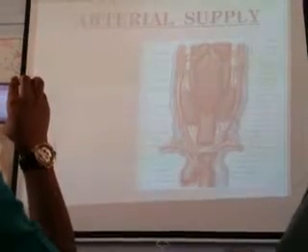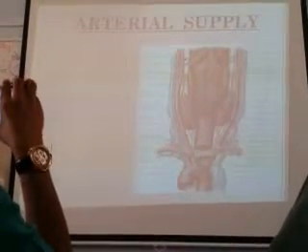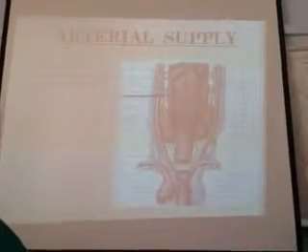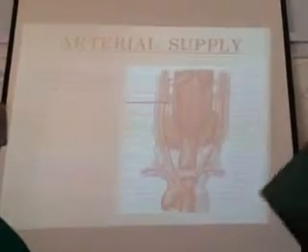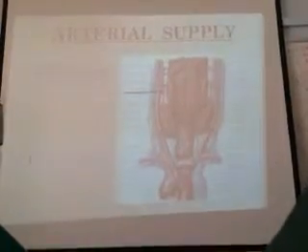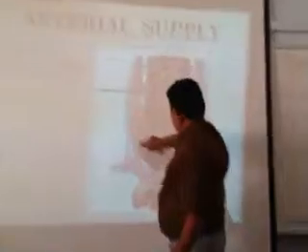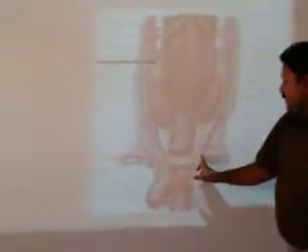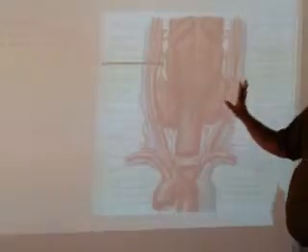Next is the arterial supply of the thyroid gland. So the superior thyroid artery, it is a branch from the external carotid artery. Okay. See here. Here is a common carotid artery, arch of aorta, right and left. So this is left common carotid, right common carotid. You are seeing from behind.